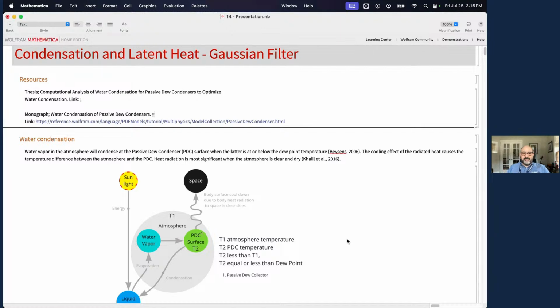Even on the M3 processor, it takes forever. On the M1, it just took a really, really long time. So what is a PDC?